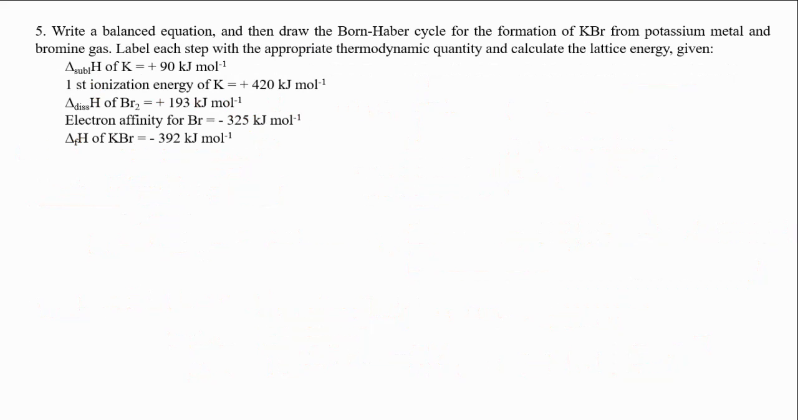Okay, another interesting question, and this question requires us to construct a Born-Haber cycle for the formation of potassium bromide from potassium metal and bromine gas. We're supposed to label each step with the appropriate thermodynamic quantities, and in the end we are supposed to calculate the lattice energy using the data presented. We're also asked firstly to write the balanced equation for the formation of potassium bromide. Okay, here goes.